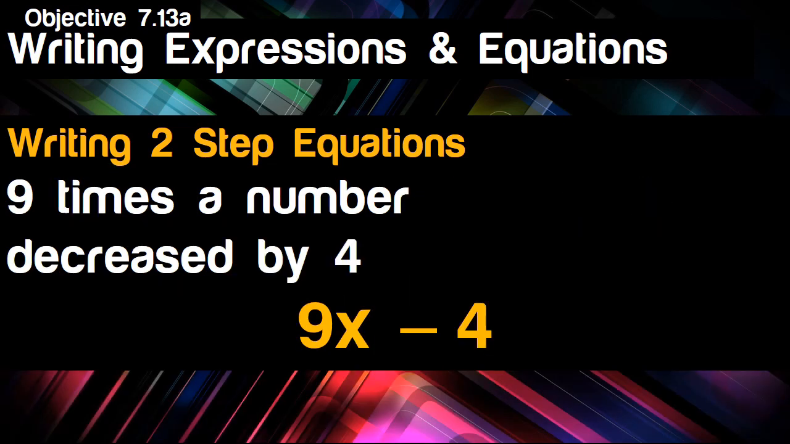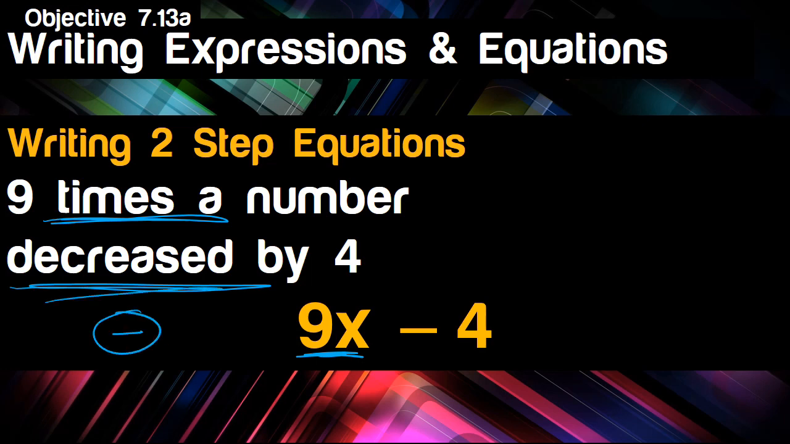So now we have 5 times a number decreased by 4. Let's break this down. 5 times a number means we're going to be multiplying. So 5 times, I'd put it down as x. You can put it down as y, z, whatever variable you want to use. So I'm going to write down 5 times a number decreased by, so we know that if we're decreasing something, that's going to be subtraction. We're decreasing by 4. So we're just going to write that as 5x minus 4.